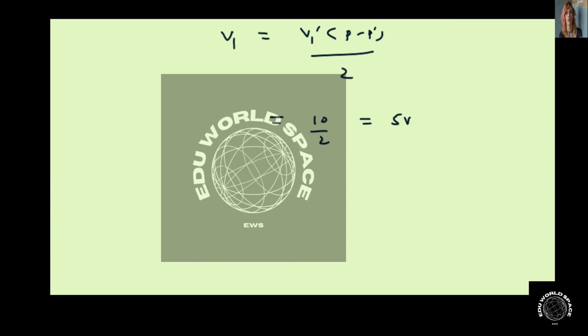Now consider the ideal diode mode. Here I can write the value of V0 is equal to V1.